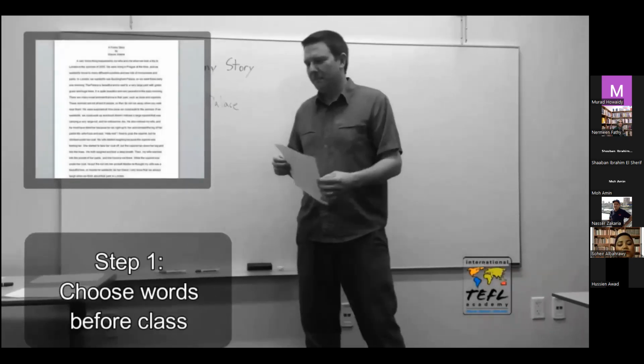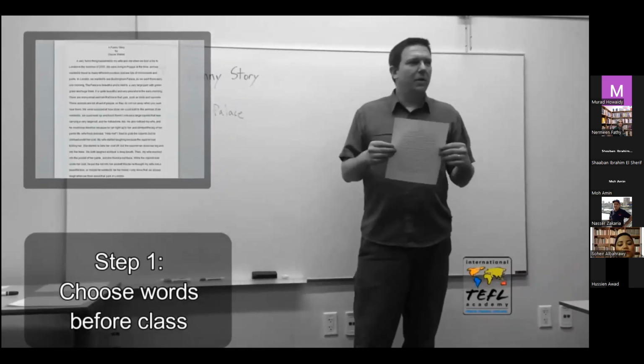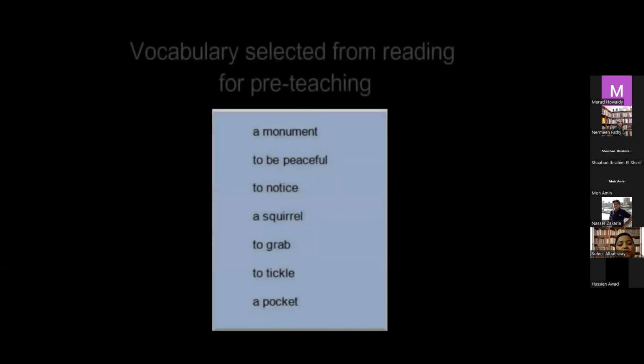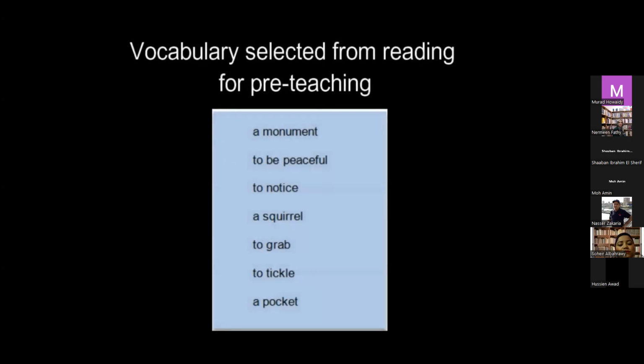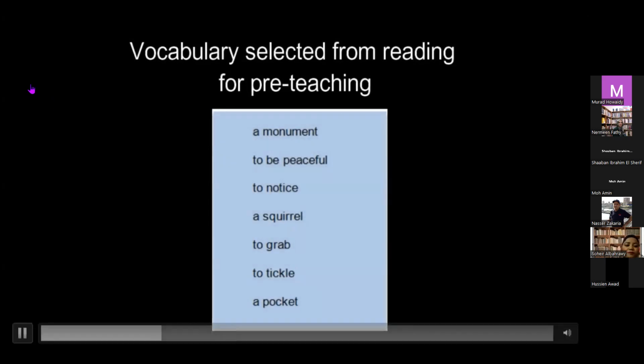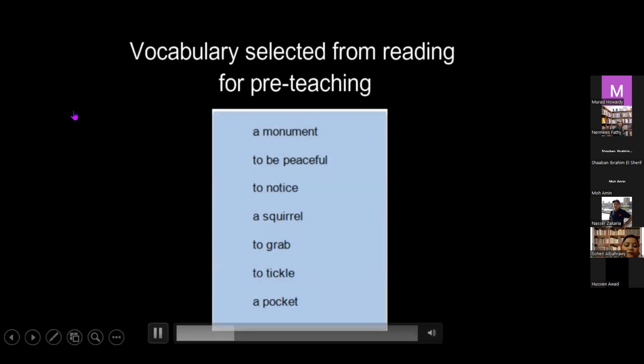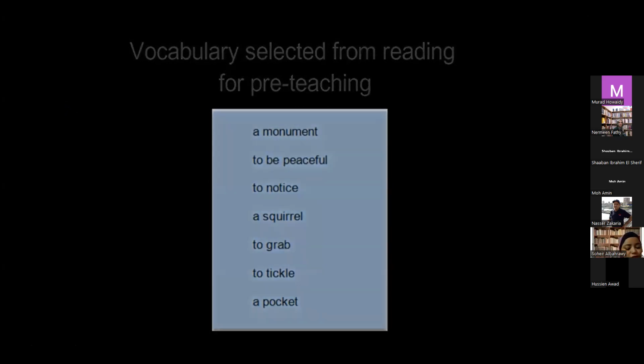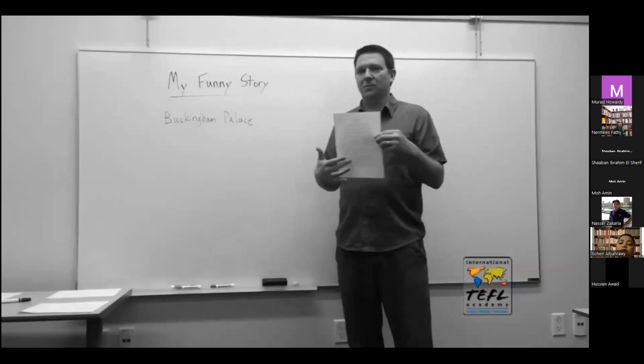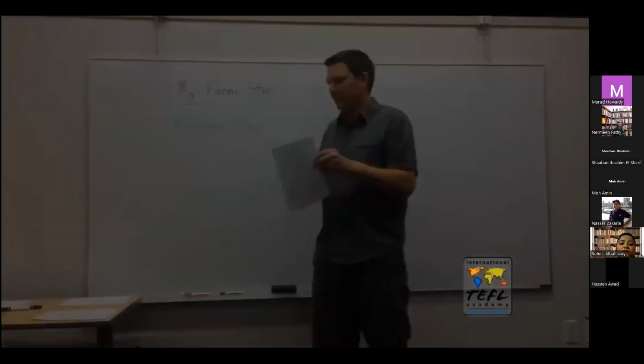The first step is to choose the words. So you'll be looking at the text you're going to use as input in your presentation stage. You'll choose a handful of lexical items, which can be words or groupings of words that you want to focus on, that you want to pre-teach. And these would be things that would either be new for the learners or need practice, and hopefully that will help them with their comprehension of the text.